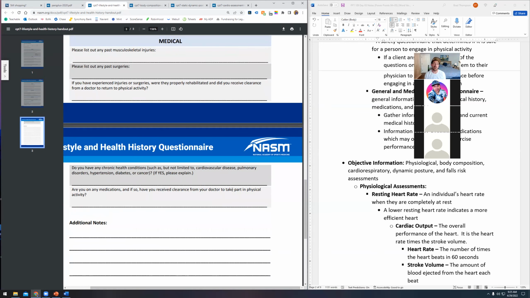And then we get into the medical section, which, if we're talking about seniors, this module is probably going to be pretty relevant to us, right? We want to have them list out any injuries that they've had, sprained ankles in the past, broken bones, surgeries, right? Injuries that they didn't necessarily heal from very well, or maybe they need proper clearance from their doctor.